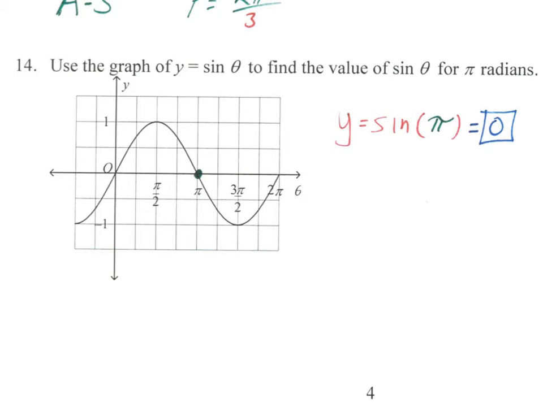So what would this mean? If I asked you to find it at pi over 2, so what's sine of pi over 2? What would that equal? That's what it's asking for. At pi over 2, that would mean it's 1. Oh, okay, that would be 1. All right, what if it asked for 3 pi over 2? Well, 3 pi over 2 would be -1.